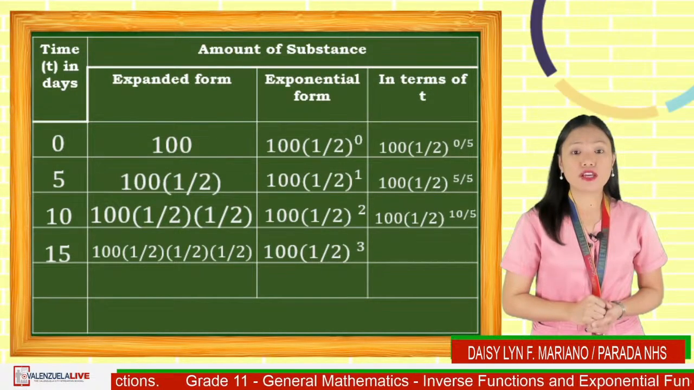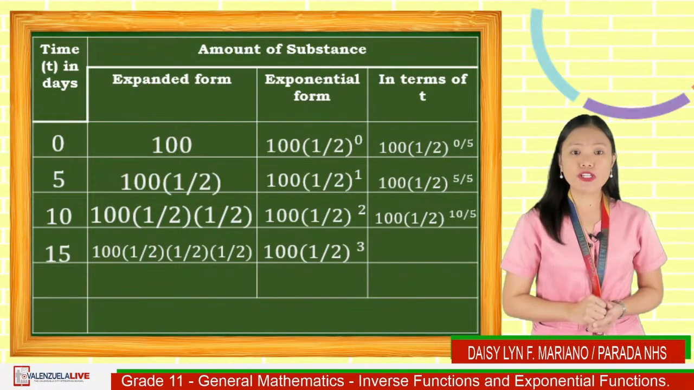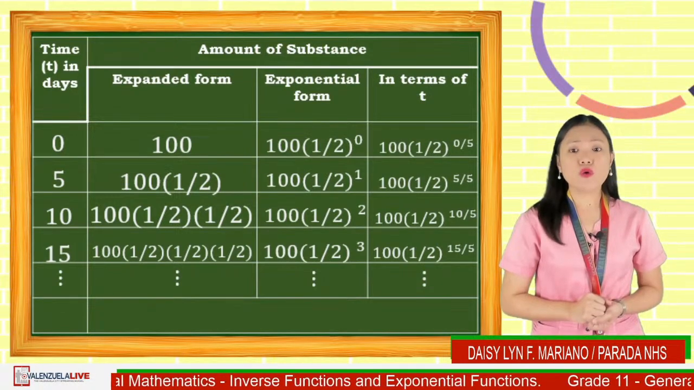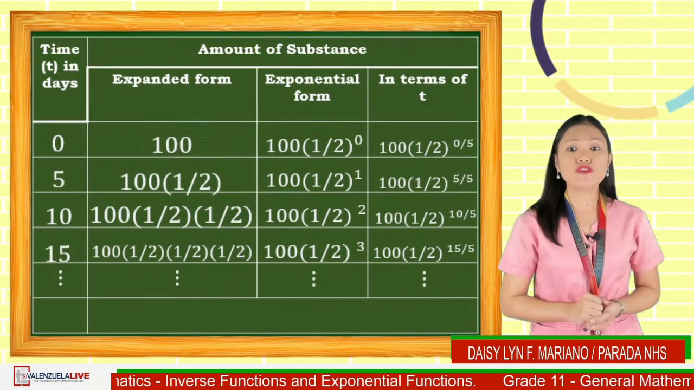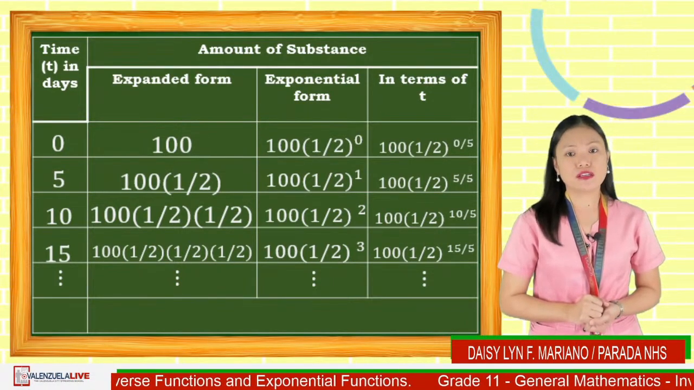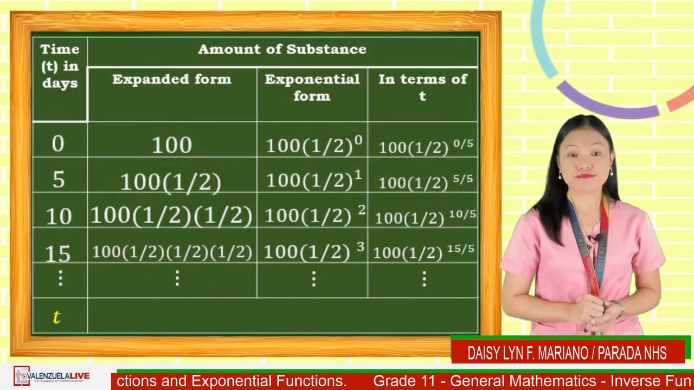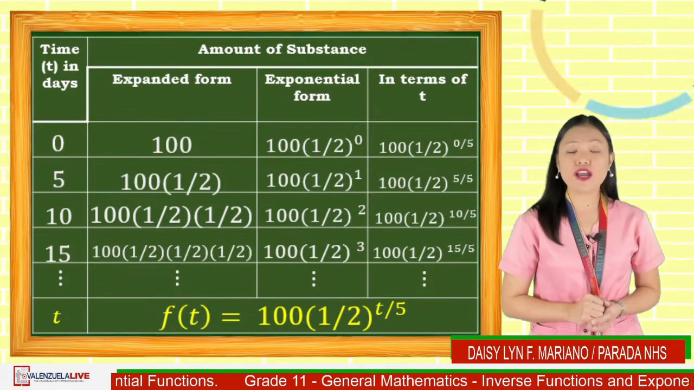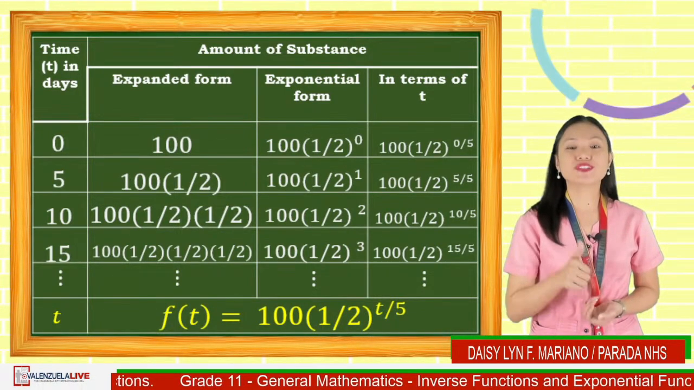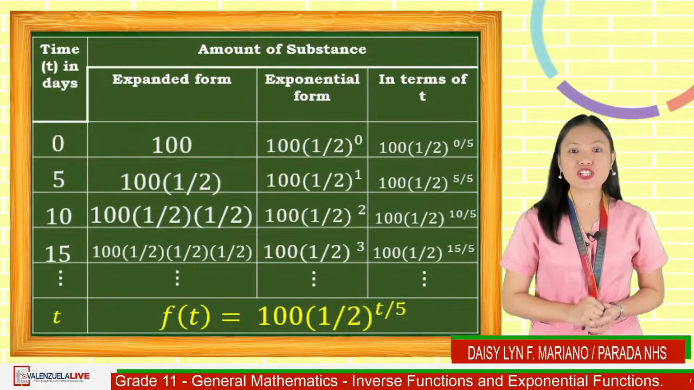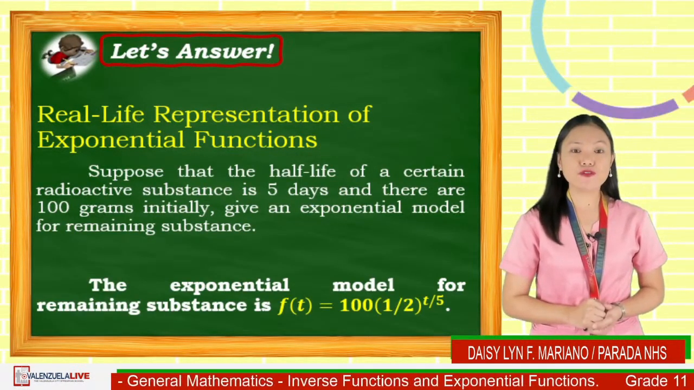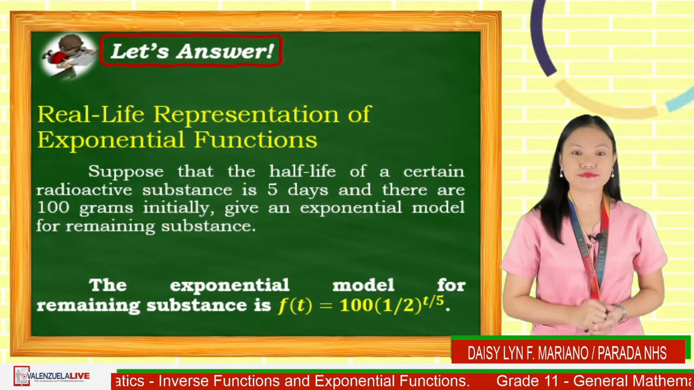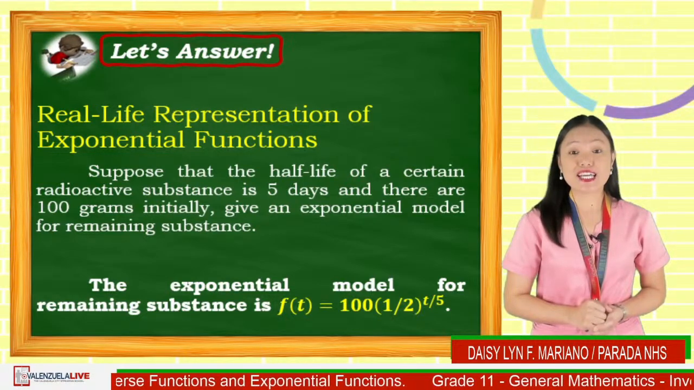To rewrite 100 times 1 half raised to 3, the exponent should be 15 over 5. If this will continue, what could be the exponential model of the amount of remaining substance given the number of days of its half-life? If your answer is f of t is equal to 100 times 1 half raised to the quotient of t and 5, you are correct. The exponential model for remaining substance is f of t is equal to 100 times 1 half raised to t over 5. Let us have our last example.